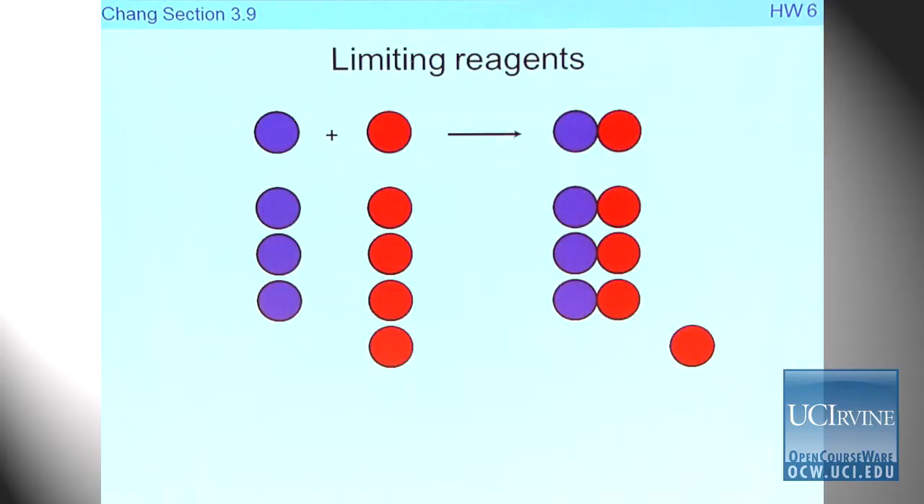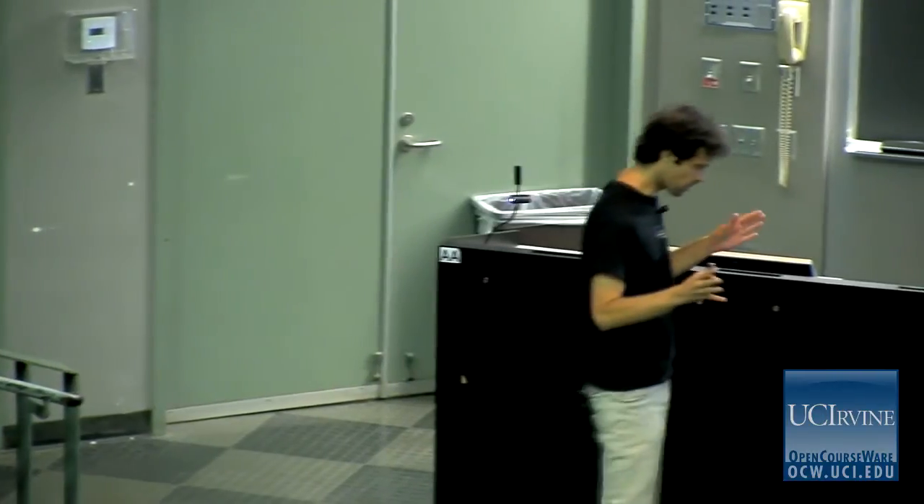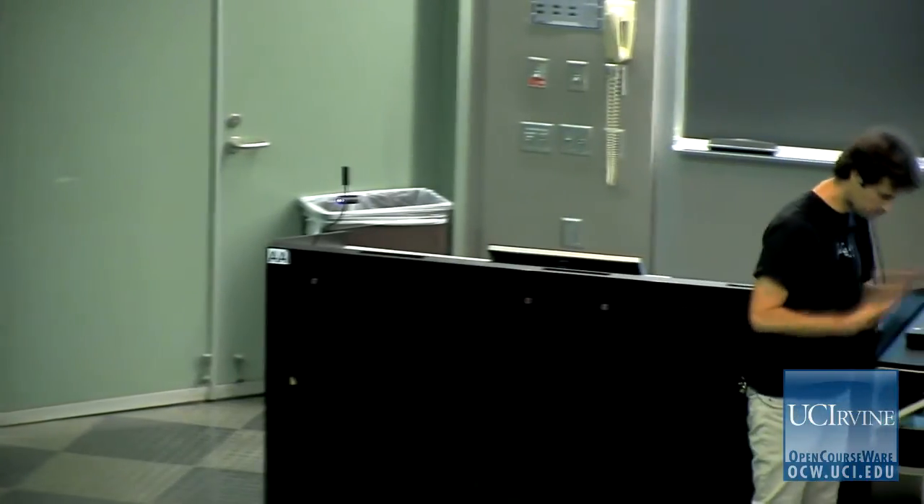what is the limiting reagent? The blue guy. The blue guy is the limiting reagent. And the girls are in excess. They are in excess. There's too many girls. Okay? So we call the red girls here in this case the excess reagent. And the same holds for molecules, of course, right? It's exactly the same, there's absolutely no difference.